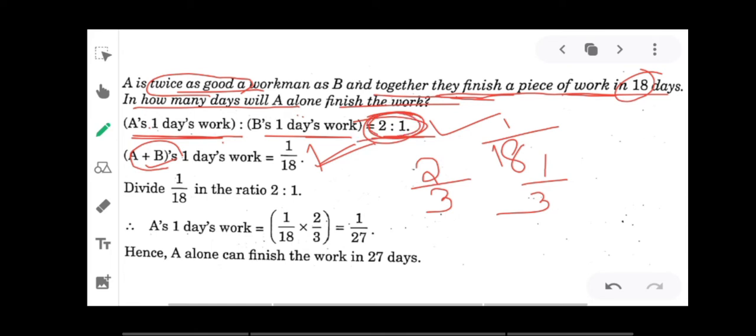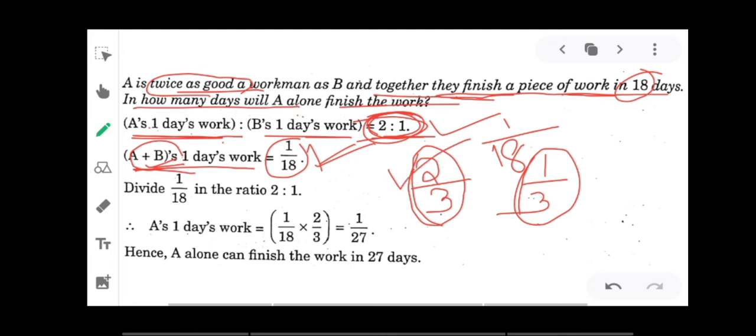2 is to 1. Okay, that means A's 1 day work equals 2 by 3 of the work, and B's 1 day work equals 1 by 3 of the work. Of the work means of the 1 day work. Okay, so 1 by 18 is A and B's 1 day work, and A's share is 2 upon 3. Clear? So 2 by 3 of 1 day work, that is 1 by 18, equals A's 1 day work.